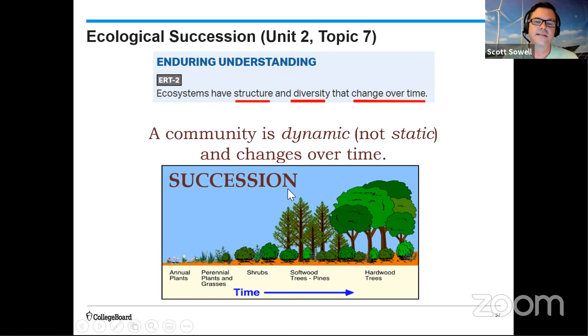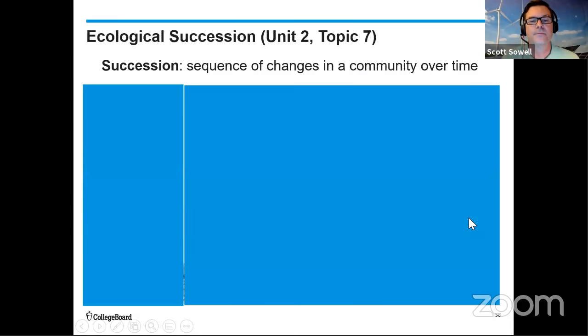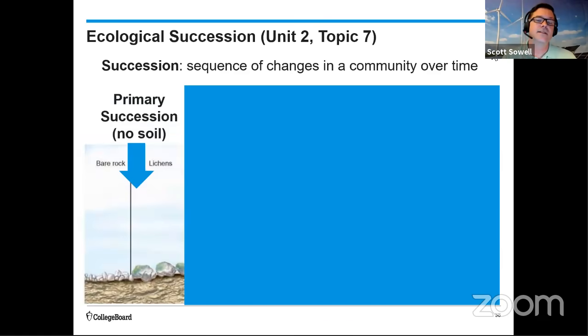And that process is called succession. So succession is the sequence of changes in a community over time. Now, like I said before, we do delineate between primary and secondary succession. And really the distinction is quite simple. Primary succession happens when there's no soil.